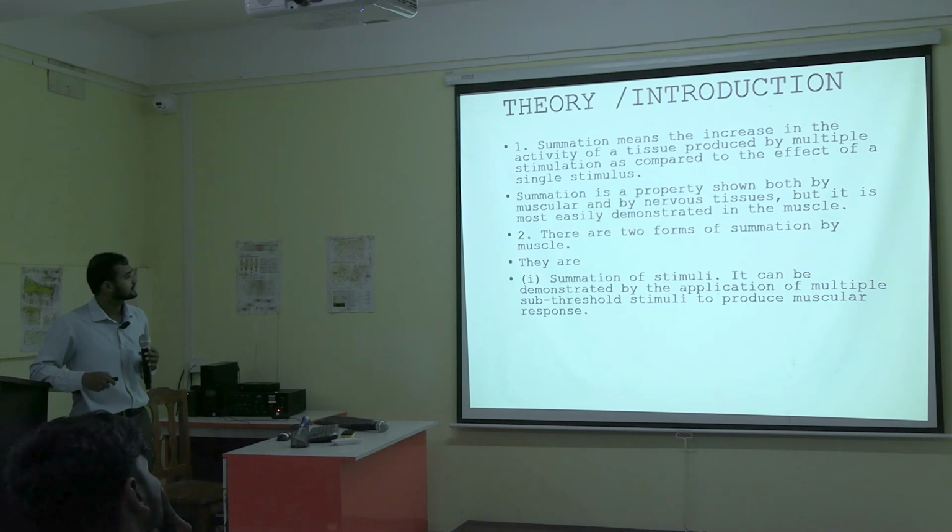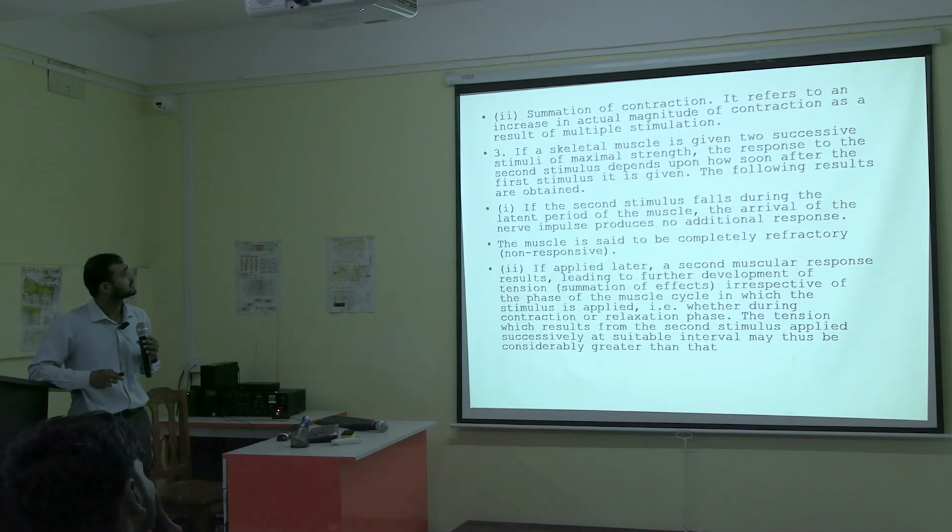There are two forms of summation by muscle. The first one is summation of stimuli. This is giving multiple subthreshold stimuli that will produce a response. In here we are not going to perform this. We will be performing summation of contraction. It refers to the increase in actual magnitude of contraction resulting from multiple stimuli. This one.